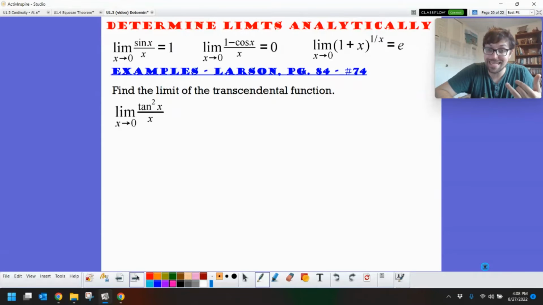Use some of these top tricks in order to be able to figure out what's going on. How the frick do I even do that?